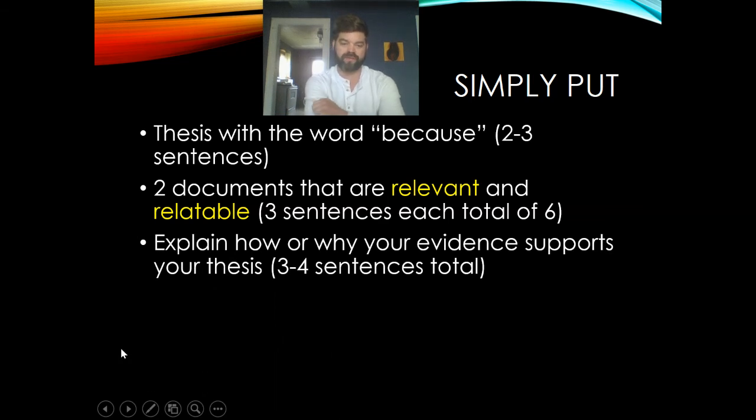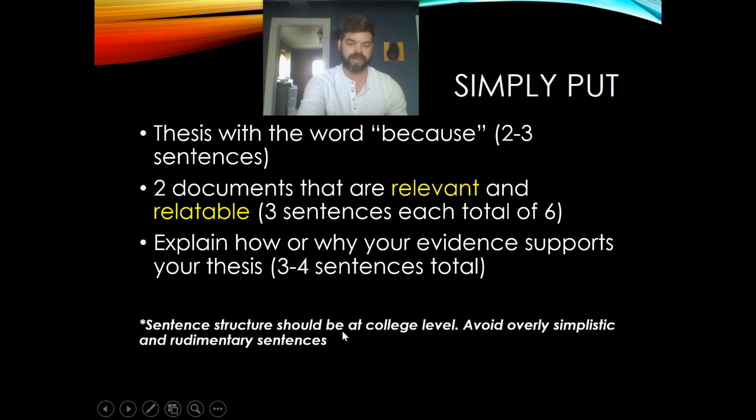Explain how or why your evidence supports your thesis. This could be 3 or 4 sentences in total. So when you're looking at it, guys, if you use this formula, and you don't have to use this formula because this is just kind of how I'm teaching it, but this is up to you, you're looking at really an essay of like 12 to 14 sentences, okay? That's doable in 25 minutes.